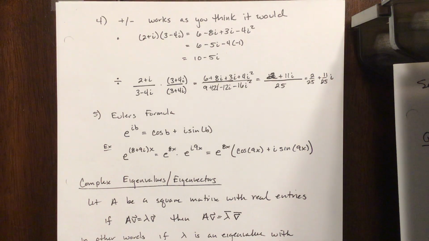So two more rules about complex numbers that you'll find useful in this discussion. Plus and minus works as you think it should. If I were to add complex numbers, I would add their real parts and add their imaginary parts. And subtracting works the same. So if you were subtracting two complex numbers, you subtract their real and imaginary parts.